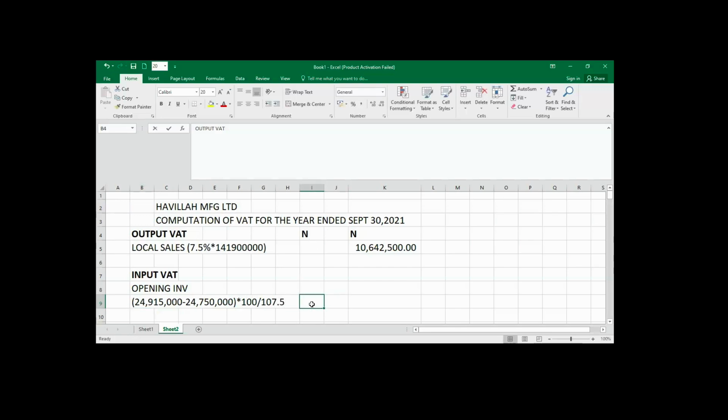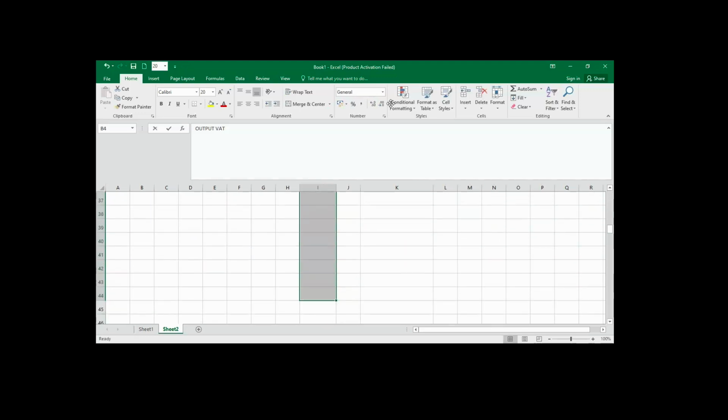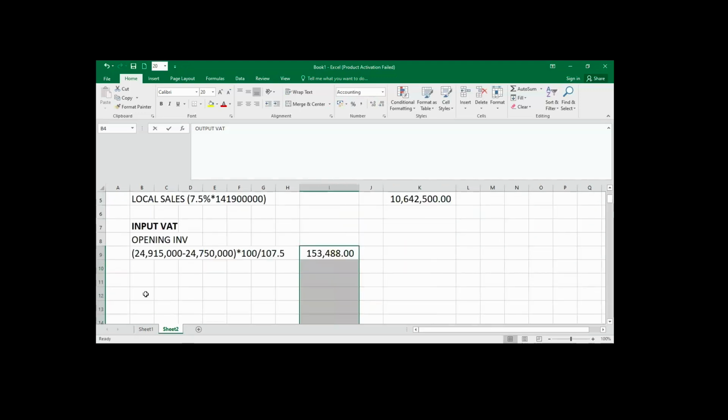So this value is going to give us the value of the opening inventory at VAT exclusive, which will give us 153,488. Then after that, we are going to add purchases. If you go to the question, we are told in the question the value of purchases. Let us go to the question.